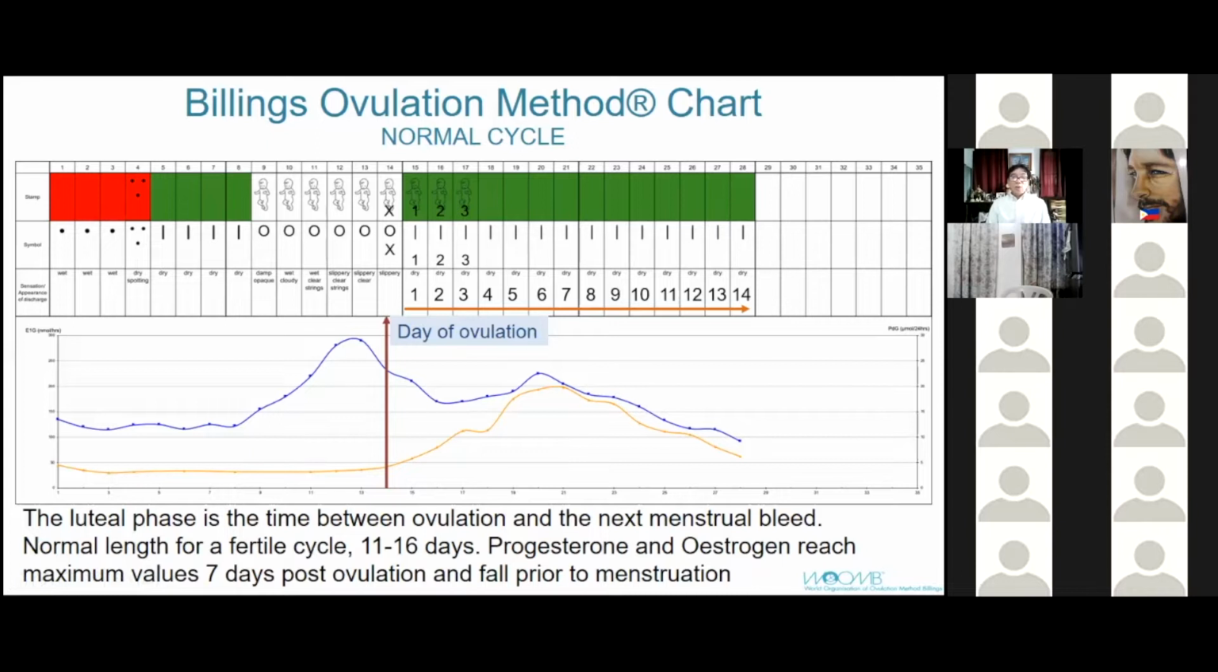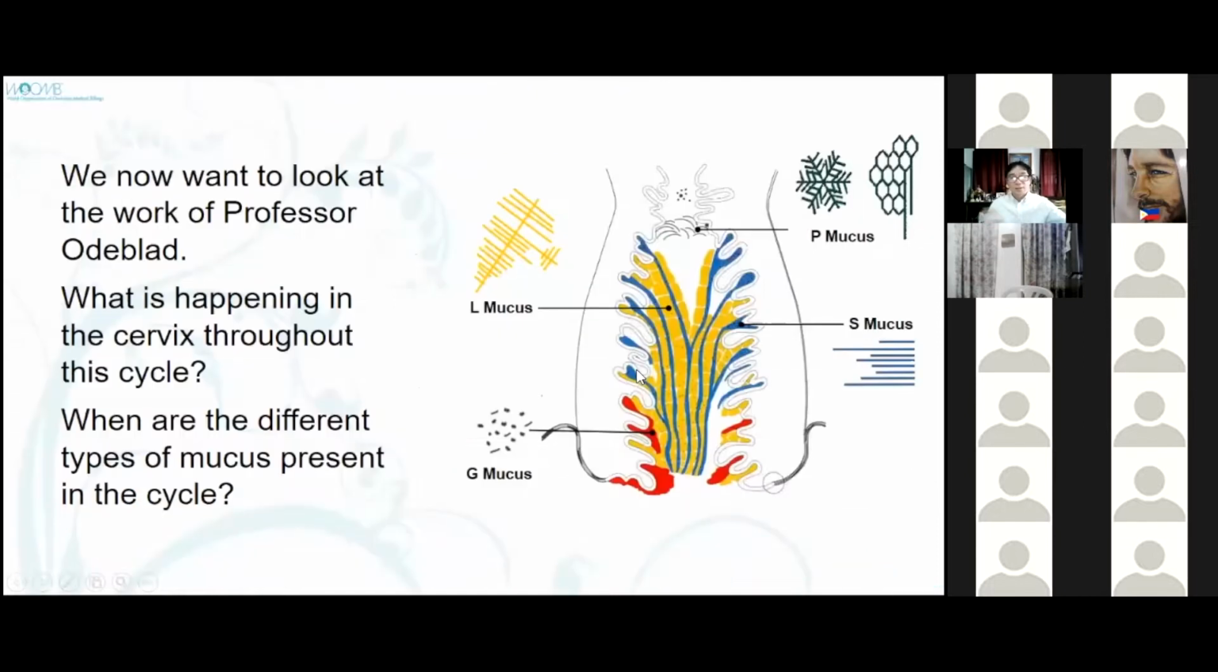So if it is clear, we are now ending the studies of Professor James Brown, correlating the two ovarian hormones with the chart presented to us by Doctors John and Evelyn Billings. Now let's go to Professor Eric Odeblad. We know we have to look at the work of Professor Odeblad.